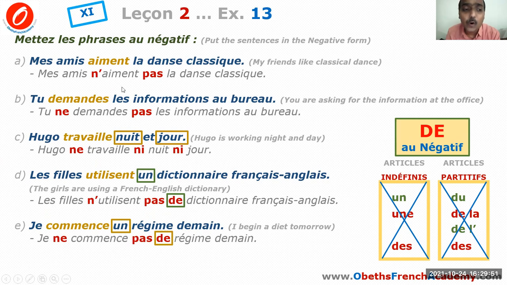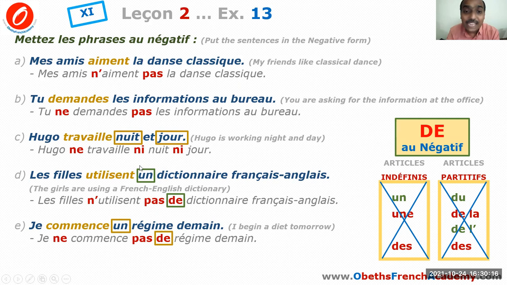All you had to do is what? Identify the verb and then put the expression ne and pas. Ne should be before the verb, pas should be after the verb. If a verb starts with a vowel, ne will become n apostrophe. And remember, if you have two nouns after the verb, then you need to put neither nor, ni and ni.